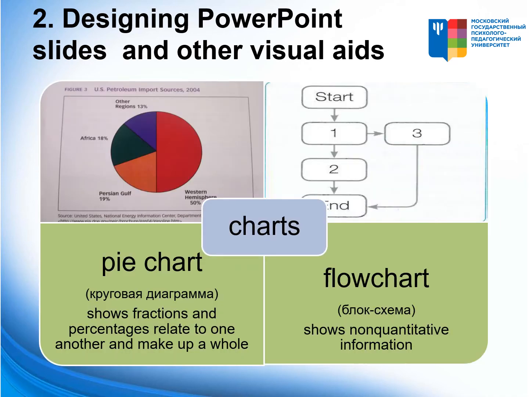Now let me give you a brief overview of the most common types of charts used in research papers. Pie charts show fractions and percentages, relate to one another, and make up a whole. Flow charts are diagrams which generally display non-quantitative information, such as the stages of a process or the flow of subjects through a process.